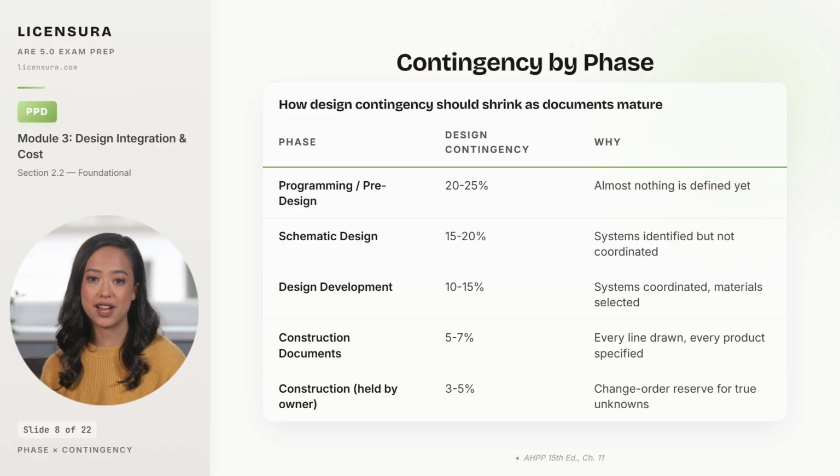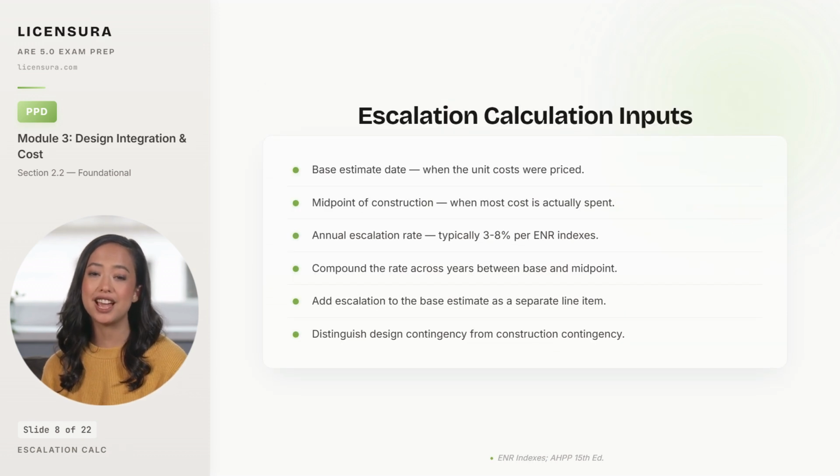Escalation calculation runs on top of the contingency math. Let me show you the inputs. 6 inputs that make an escalation calculation defensible. The base estimate date is when the unit costs were priced, and this is the anchor for everything else. The midpoint of construction is when most of the cost is actually being spent, not when the project starts and not when it ends.